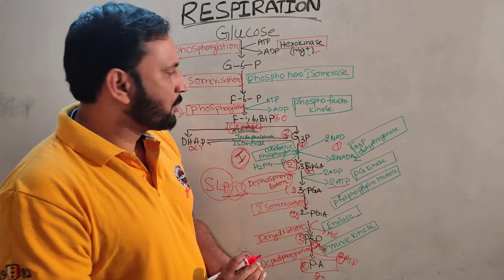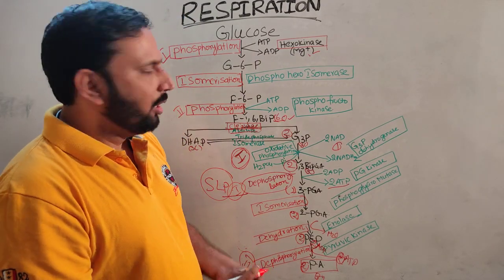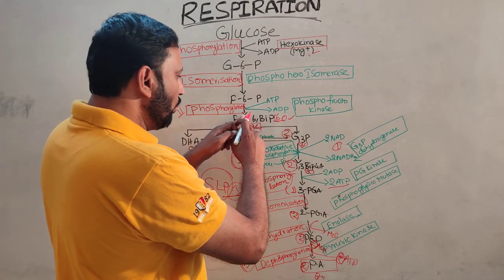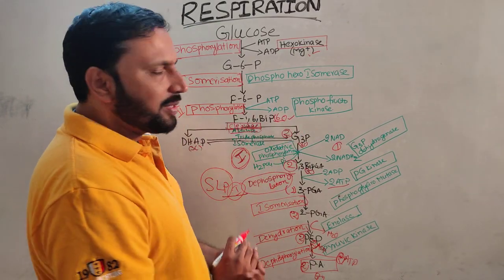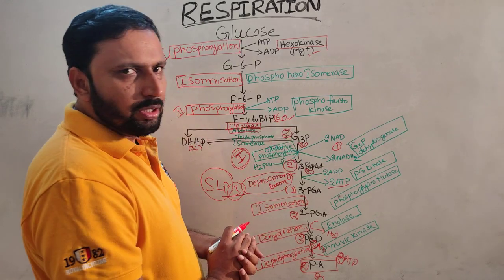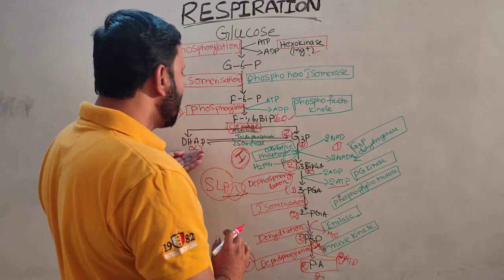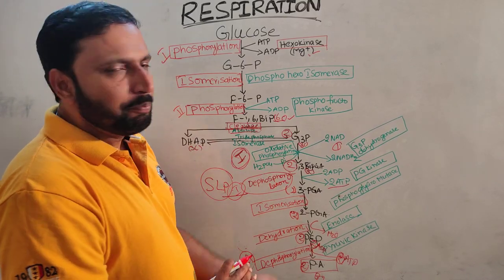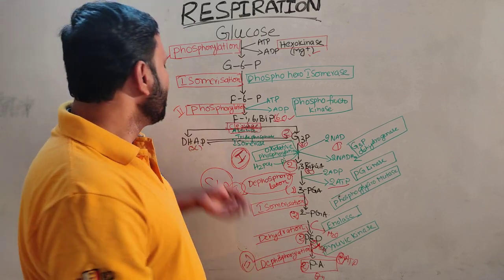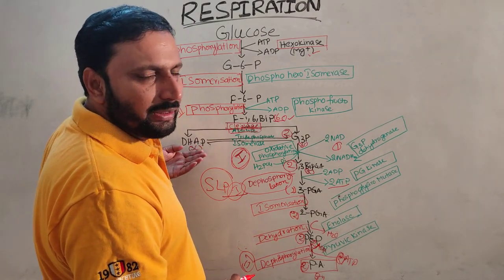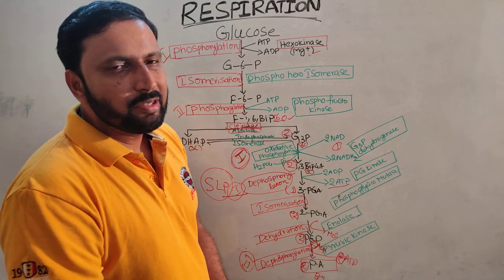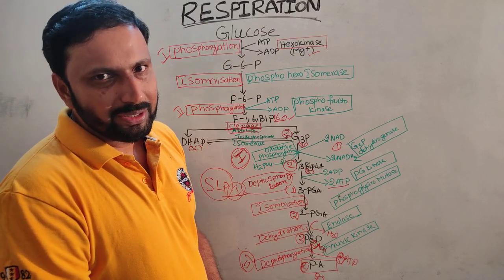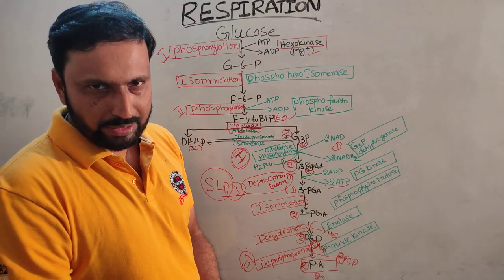In fructose 1,6-bisphosphate, six carbons are present. Now it undergoes cleavage. When fructose 1,6-bisphosphate undergoes cleavage, two products are formed, DAP and GAP. DAP means dihydroxyacetone phosphate. GAP means glyceraldehyde 3-phosphate. Now this DAP isomerizes to glyceraldehyde 3-phosphate in the presence of the triose phosphate isomerase enzyme. That process is called isomerization.